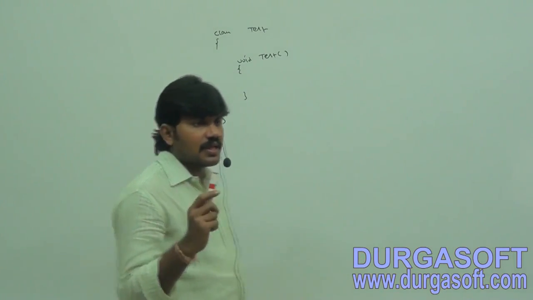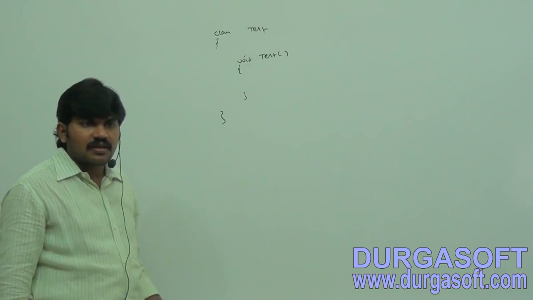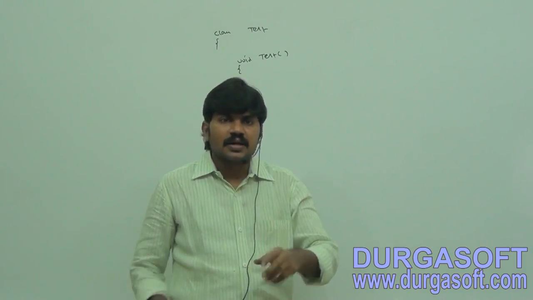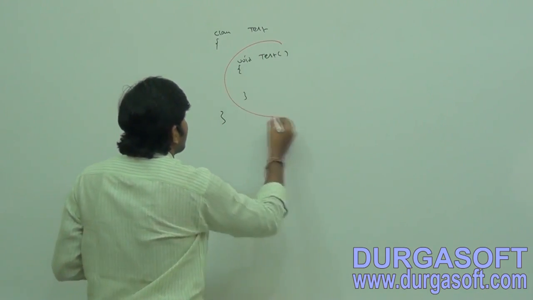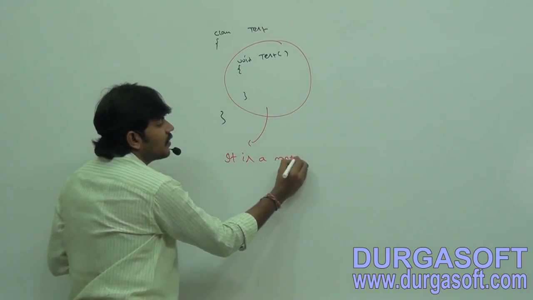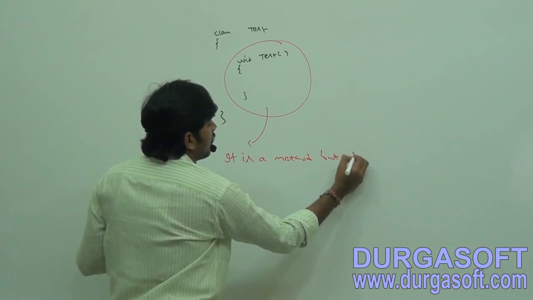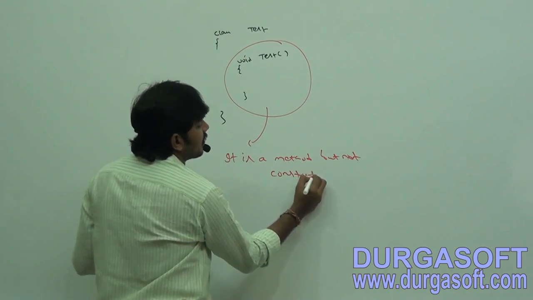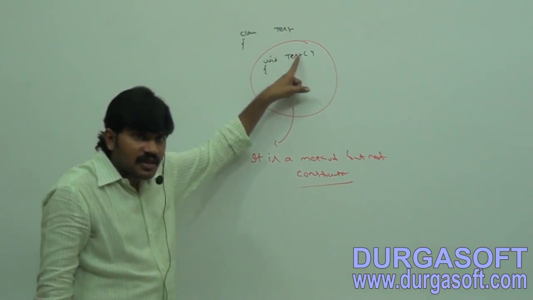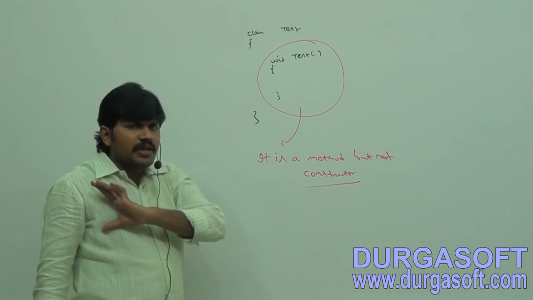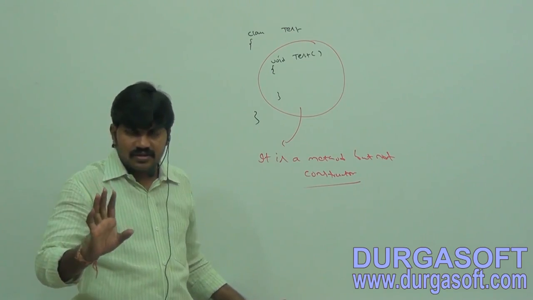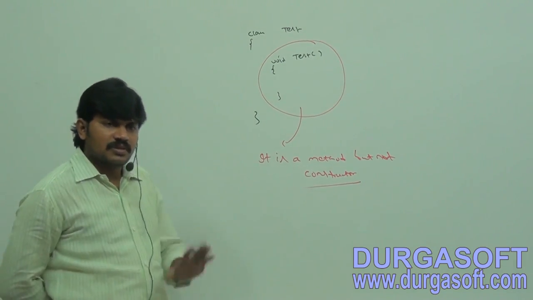By mistake, if we are taking a return type for the constructor, we won't get any compile time error, because the compiler treats it as a method. It is a method but not a constructor. Observe this: if you try to take a return type for the constructor, we won't get any compile time error because it's a method but not a constructor. So make sure of this.